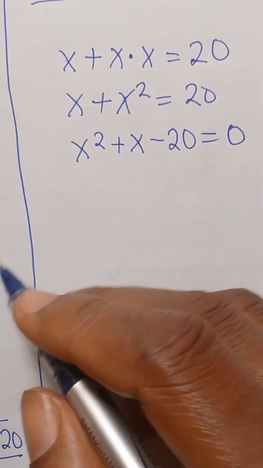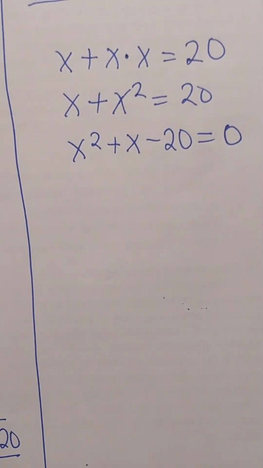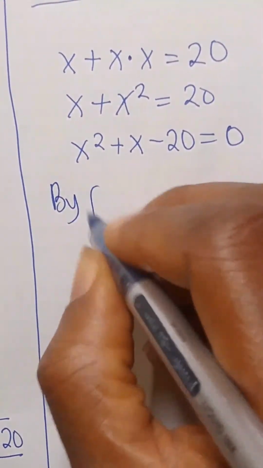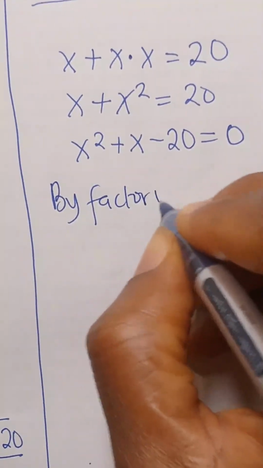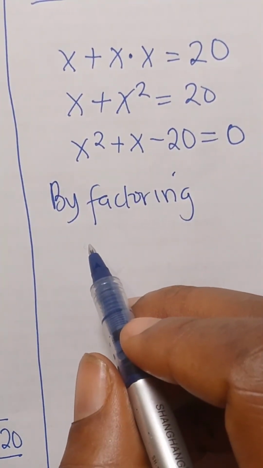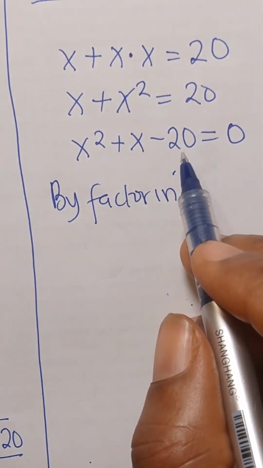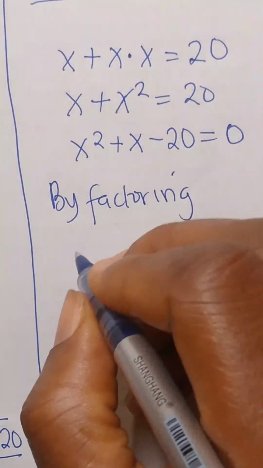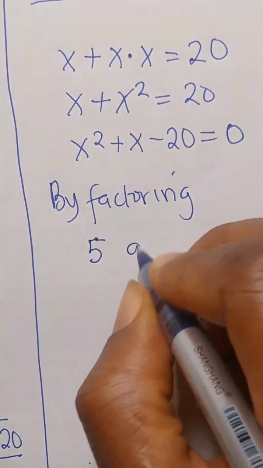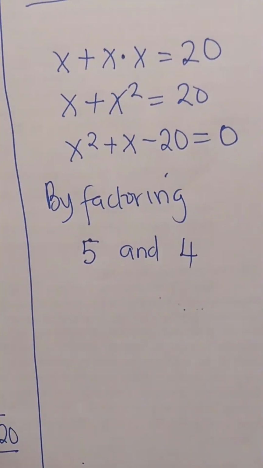Now let's use the factorization method. By factoring, we look for two numbers that when we add them, we get 1, and when we multiply them, we get minus 20. From 20, we consider 5 and 4.